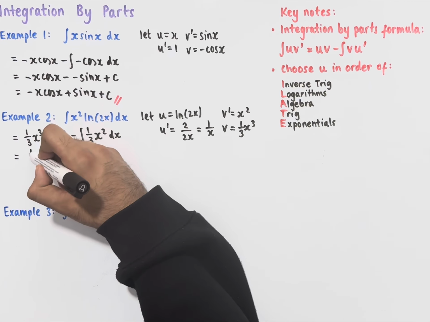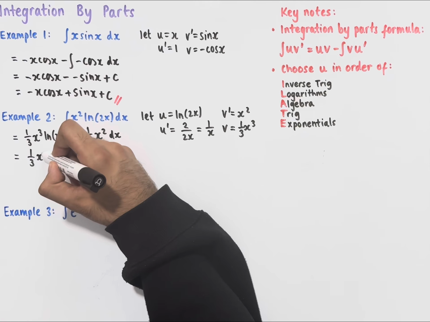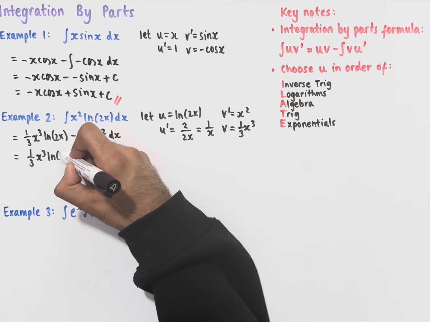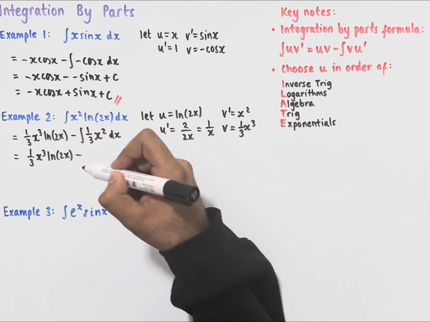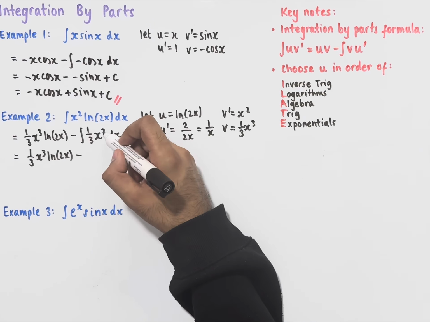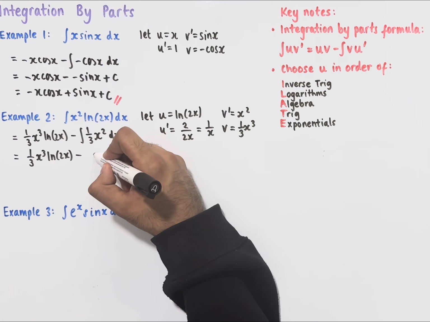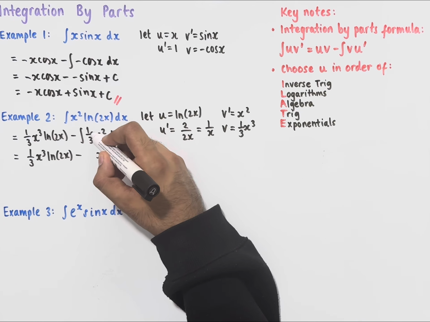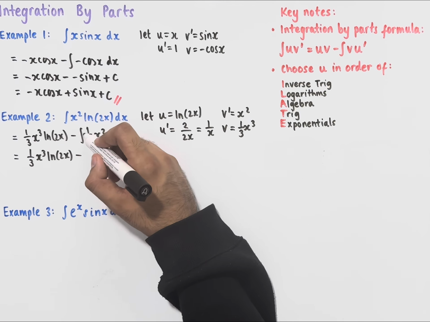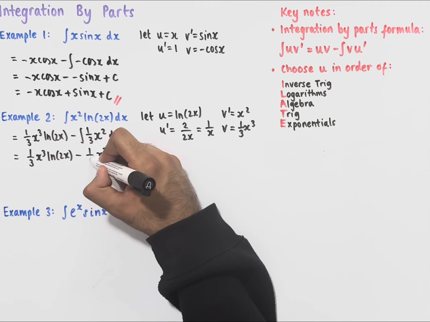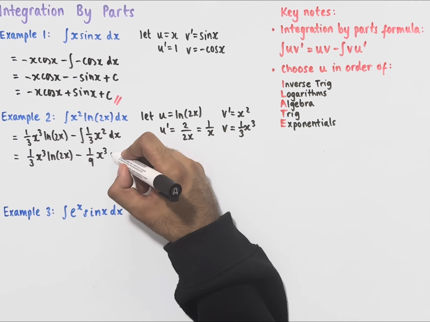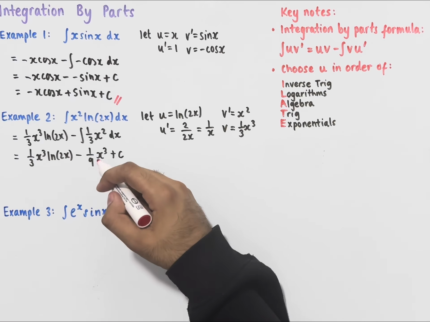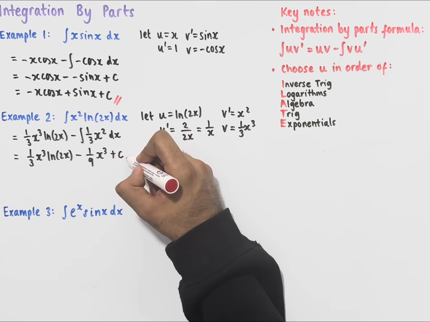Now if we work this out, we get a third x cubed ln 2x minus, and now integrating a third x squared, we add 1 to the power, which gives us x cubed. We then divide by this new power, which is the same as multiplying by a third, so a third times a third gives us a ninth. And since we don't have any limits, we add plus c. And this is the integral of x squared ln 2x.